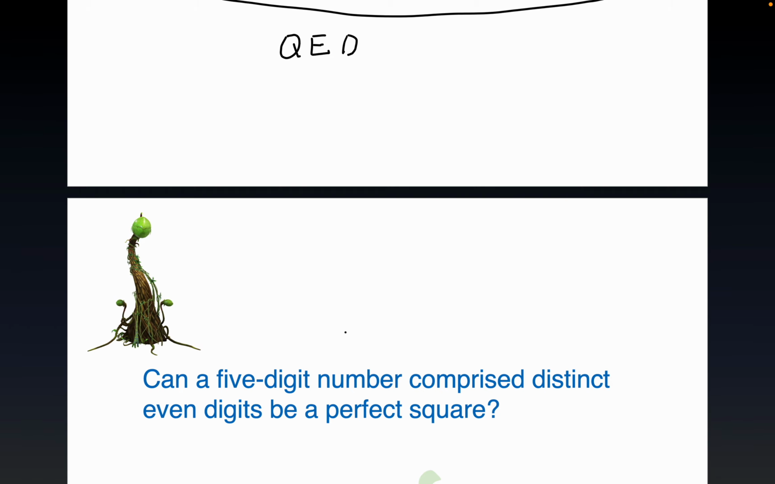Can a 5-digit number, and by number we normally mean integer here, comprised of distinct even digits be a perfect square?